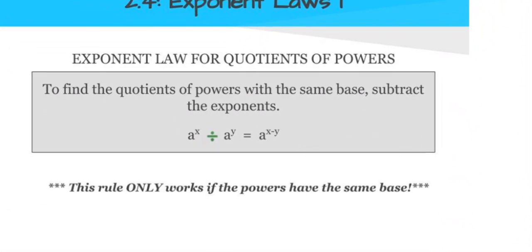So officially we can write it out like this: a to the x, so any number to the x, divided by that same number, the base has to be the same, a to the power of some other number, is equal to a to the power of subtracting those two exponents. So you were right on this.